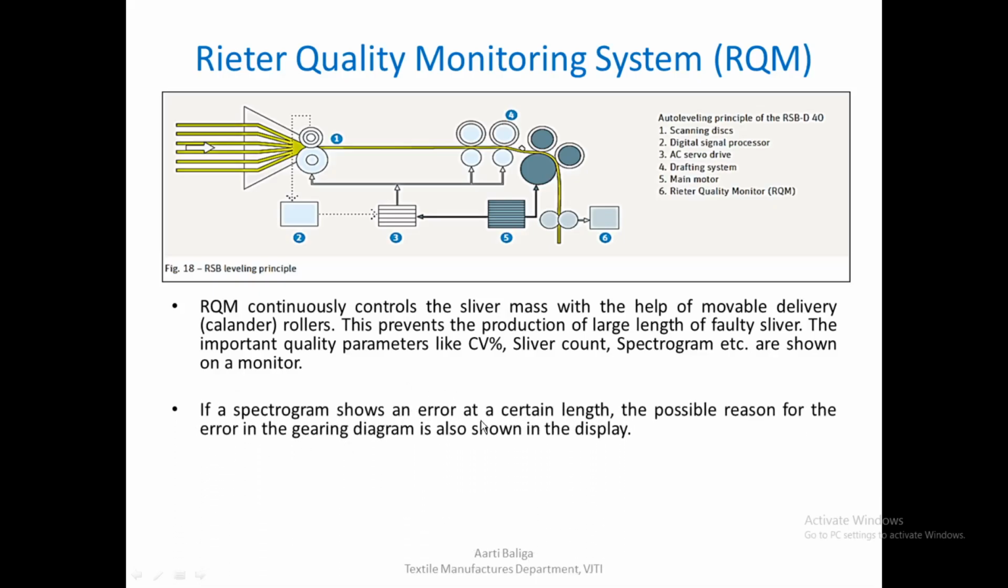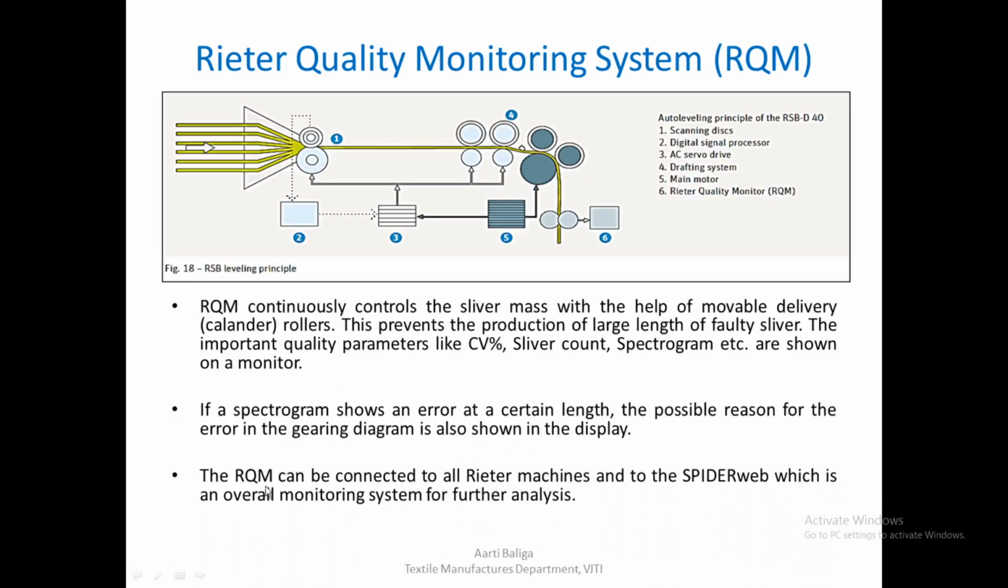So if a spectrogram shows an error at a certain length, the possible reason for the error in the gearing diagram is also shown in the display. The RQM can be connected to all Reiter machines and to the spider web, which is an overall monitoring system for further analysis. So this will help us in analyzing the fault and preventing it from happening again. So just by looking at the spectrogram and the other information that it gives, it will also show us where the error has occurred on the display, as we'll see just now. So once it shows that, it can be rectified.